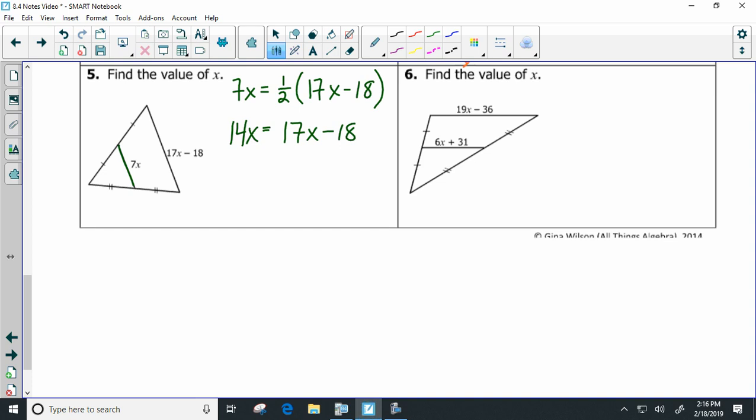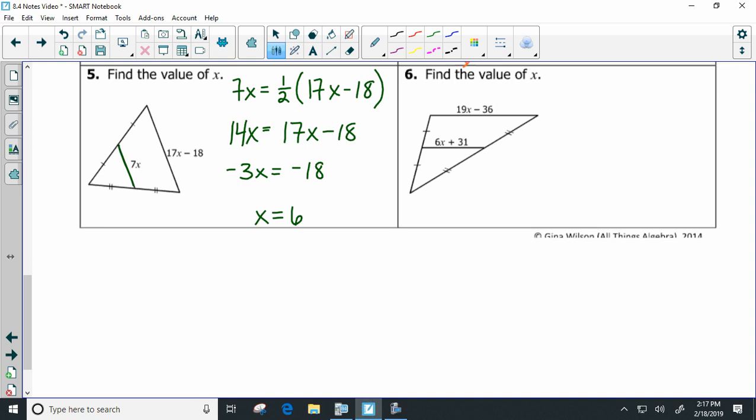All right, subtract 17x on both sides. I get negative 3x equals negative 18. Divide by negative 3. Negative 18 divided by negative 3 is 6. And the question says, find the value of x. So I am done.